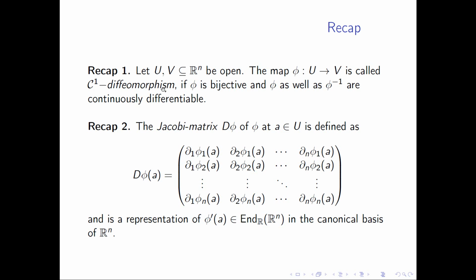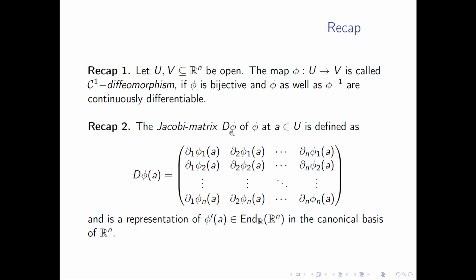A C1 diffeomorphism is a map phi from U to V. U and V are open subsets of R^n. This phi has to be bijective, and phi as well as its inverse have to be continuously differentiable. Well, phi is continuously differentiable, so the derivative exists. And we have this Jacobi matrix as a representation with respect to the canonical basis of R^n.